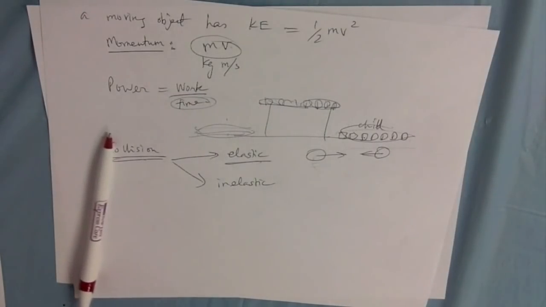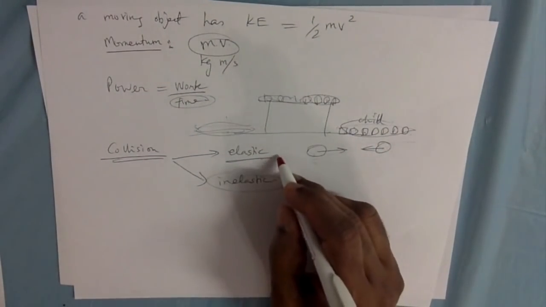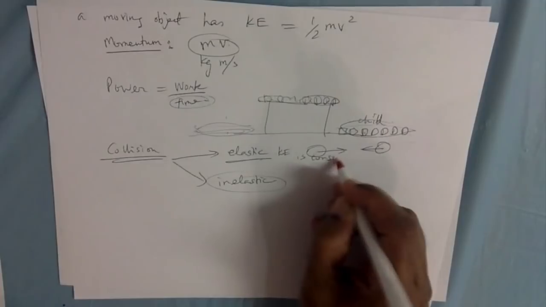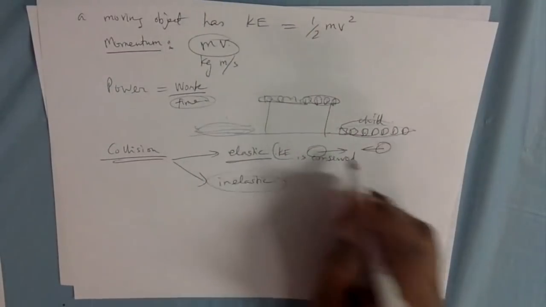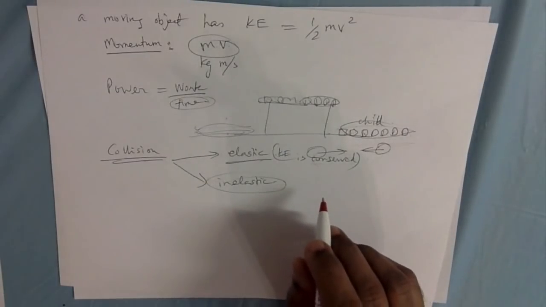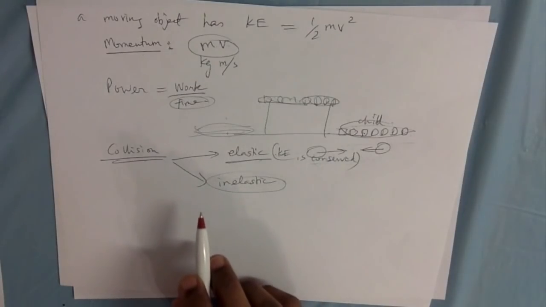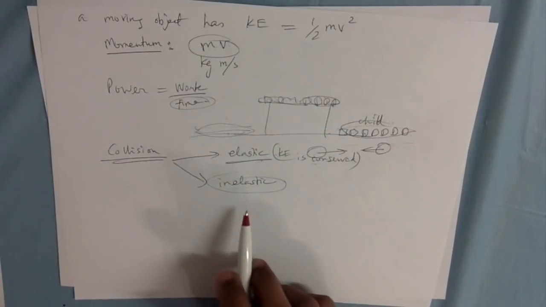An inelastic collision is when the two objects collide and sometimes they get stuck, or they bounce with smaller velocities. In that case, we call it an inelastic collision. So what is conserved in an elastic collision? Kinetic energy is conserved. Kinetic energy before impact should be equal to the kinetic energy after impact. That is what is called an elastic collision. But most collisions are inelastic because we end up losing energy in different forms.